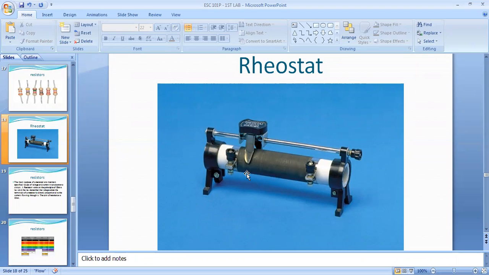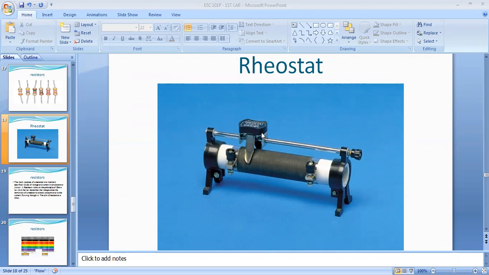Resistance is increasing. If the resistance here is 0, then here it may be 50, here 100, here 200, here 300, here 400, and here 500. So when we slide this switch or regulator, the resistance increases. Vice versa, if we decrease the regulator, the resistance decreases. So according to our need, we can vary the resistance.